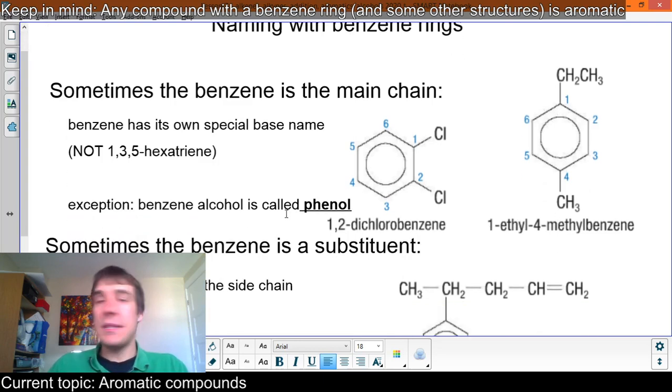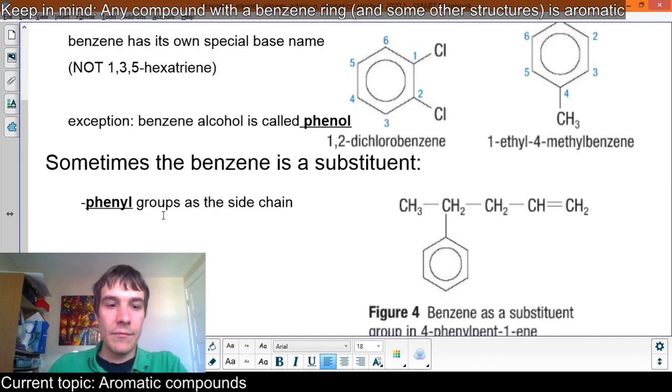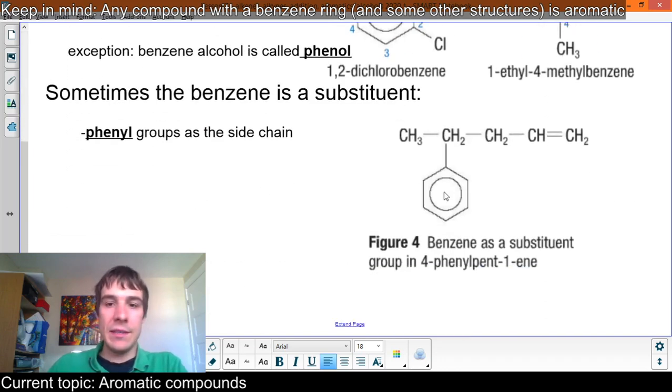There's one exception, benzene alcohol. If there's an OH on a benzene, it's called phenol. That's why this is called bisphenol. Phenol. But sometimes it's easier to stick the benzene as a substituent. As a substituent group here.